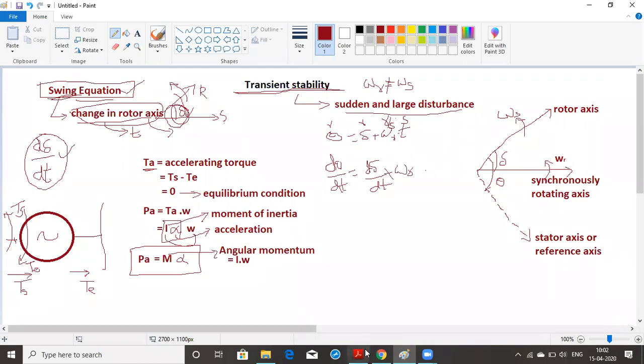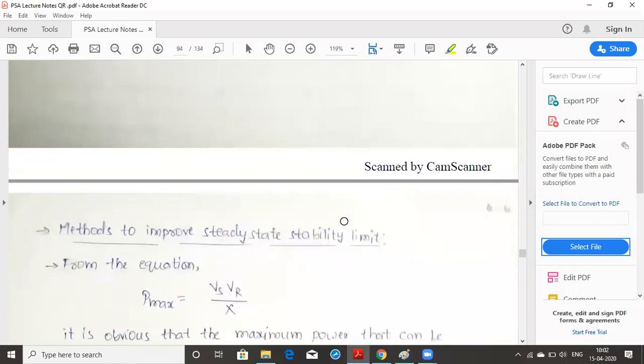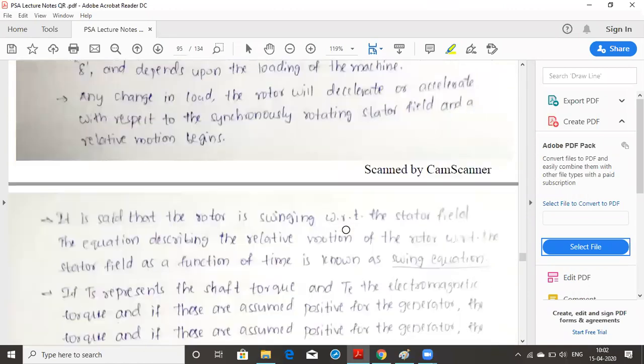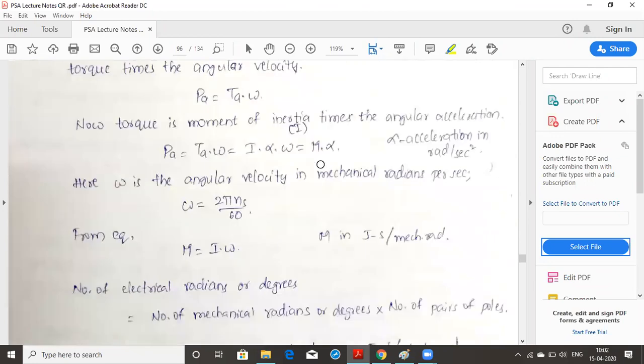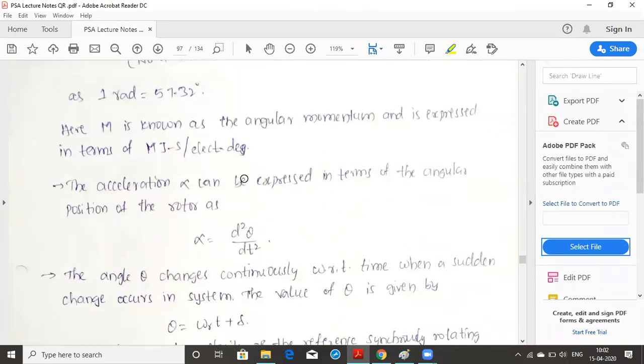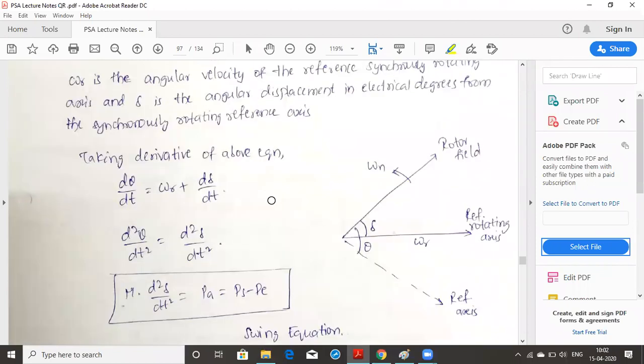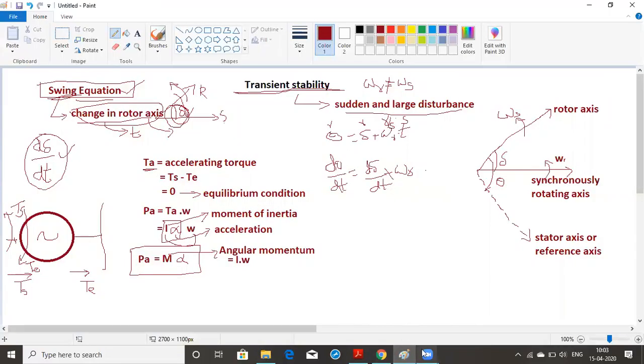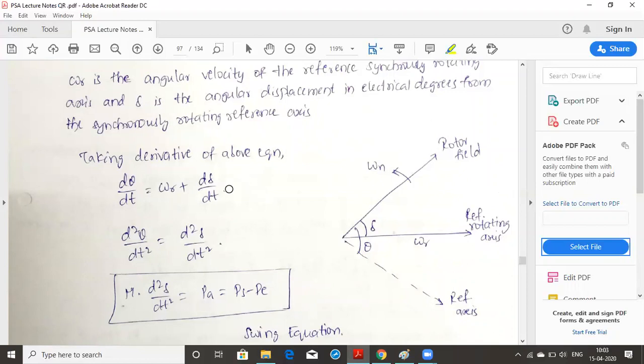See, this I will show you here. These are all the points which I have covered now. So d theta by dt, if you do the differentiation, you are going to get omega r plus d delta by dt, right? If you do the differentiation again, you are going to get d square delta by dt square.